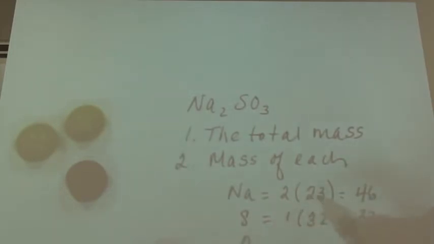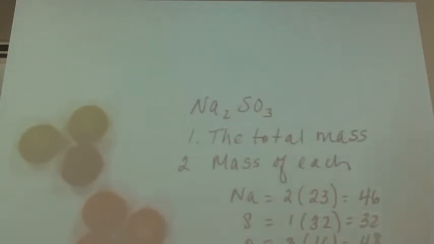And then oxygens, how many of them are there? 3. Each one weighs 16, for a total of 48. I am going to add those up together, and I get, what do you get? 126 grams.